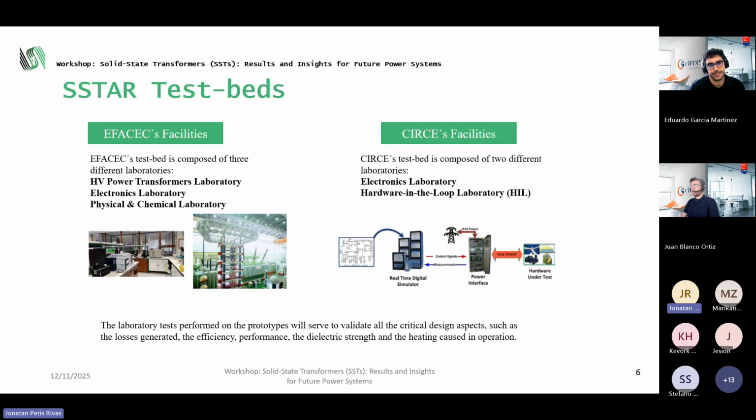And as I said, we are currently carrying out this testing process in both laboratories, and we will be able to show our results in February 2026, as the project is expected to be finished.